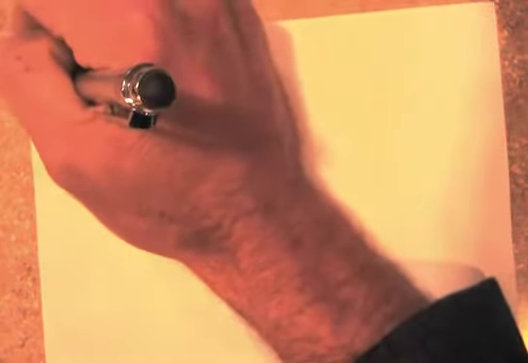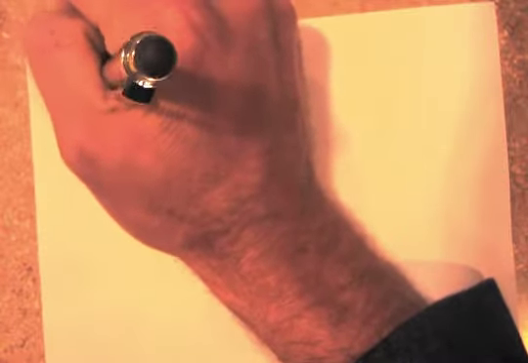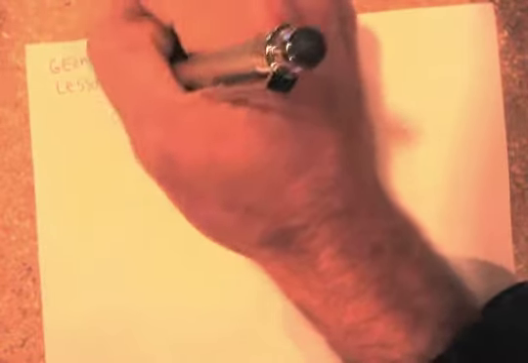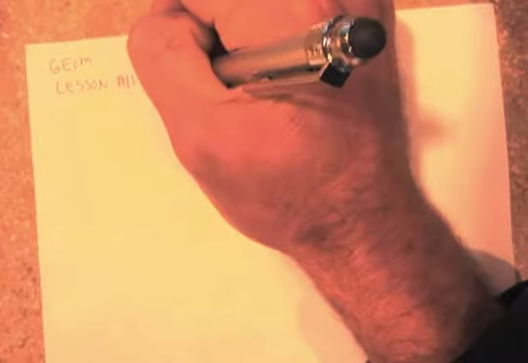Okay, so here we go. We're on to lesson number 11, and we're talking about arc length. So still dealing with circles, and there's going to be a formula here.